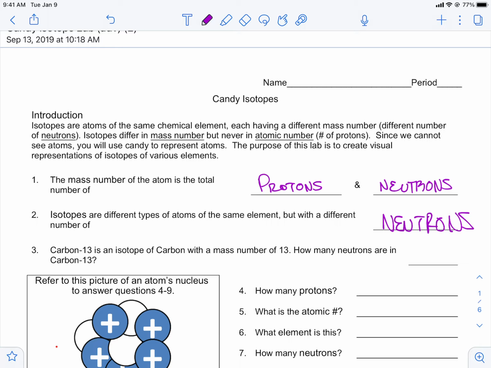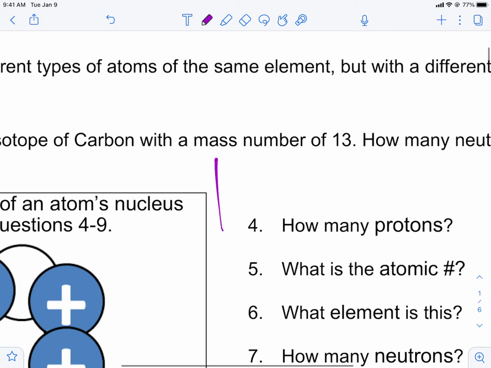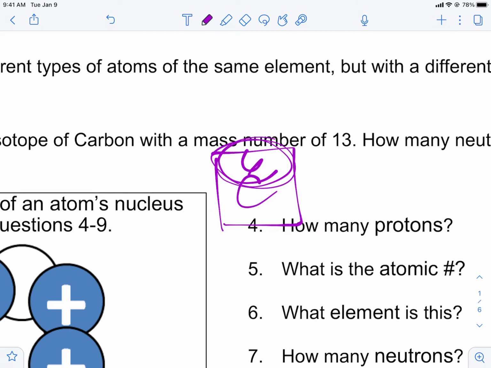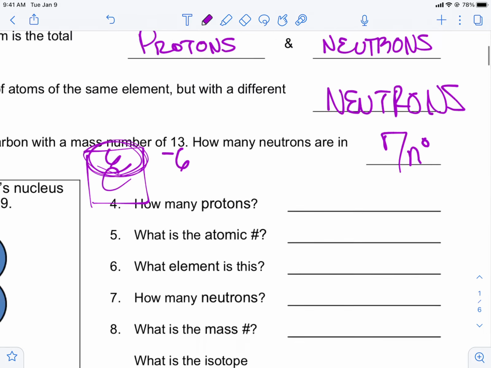So the next step is carbon 13, our example problem. Carbon 13 is an isotope of carbon with a mass number of 13. How many neutrons are in carbon 13? The first thing we do is look up carbon on the periodic table. We're going to see it in the second row. It's going to be a giant C, and there's going to be a 6 in the top of the box. That means it is element number 6, and it has 6 protons. To find out the number of neutrons, we take 13 minus 6, and that will give us 7. So there are 7 neutrons. N0 is just, again, the symbol for neutron.